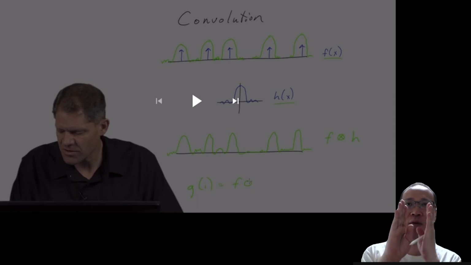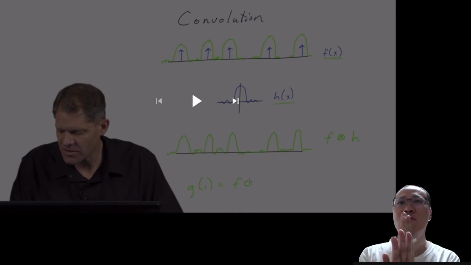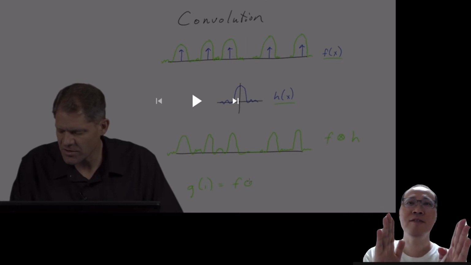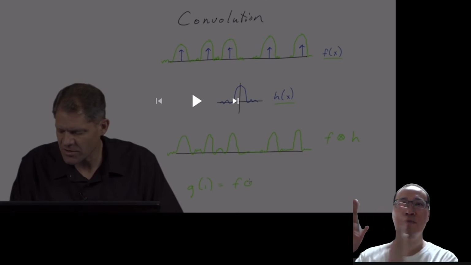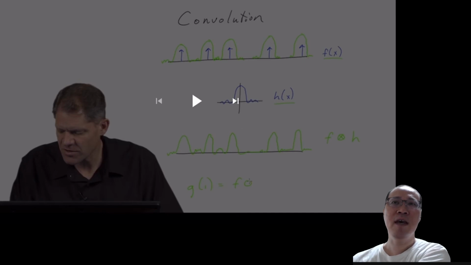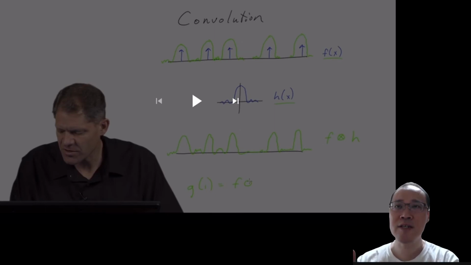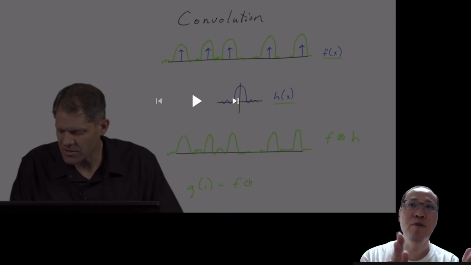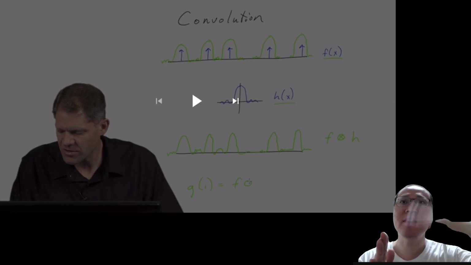What we need to do is first flip h(x). I think h(x) is symmetric with respect to the y-axis, so the flipped version is the same thing. Now we do the right shift. The right shift starts from a very small number, so the right-shifted version of h(x) should be very far to the left. Then we do the multiplication and compute the area, and move again, multiplication and compute the area.